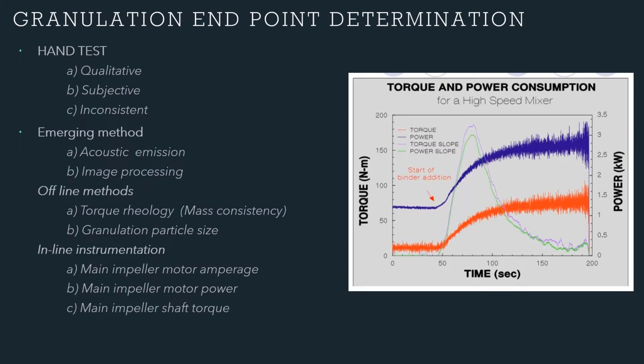This is a figure. It is showing that when you start the addition of the binder, the torque and power increase, and then it becomes constant. So based on that you can determine your endpoint.